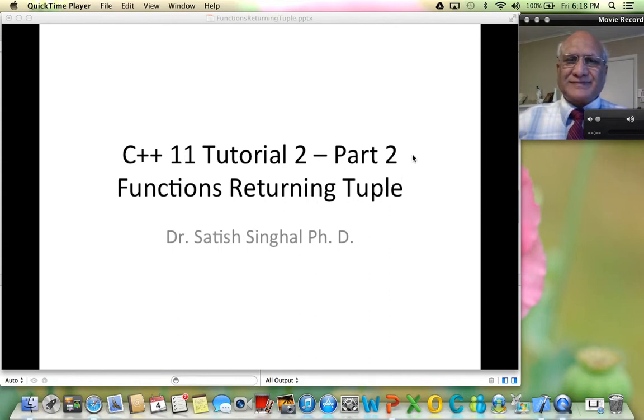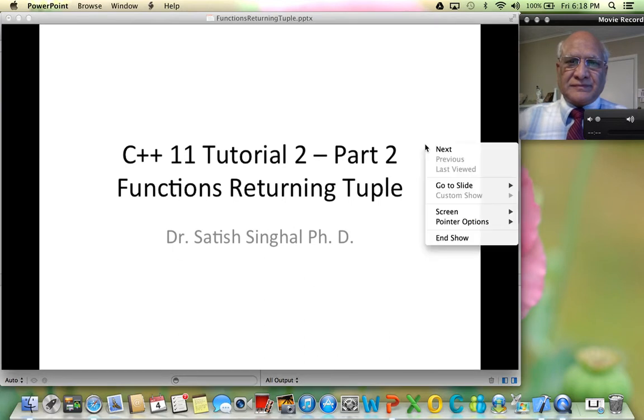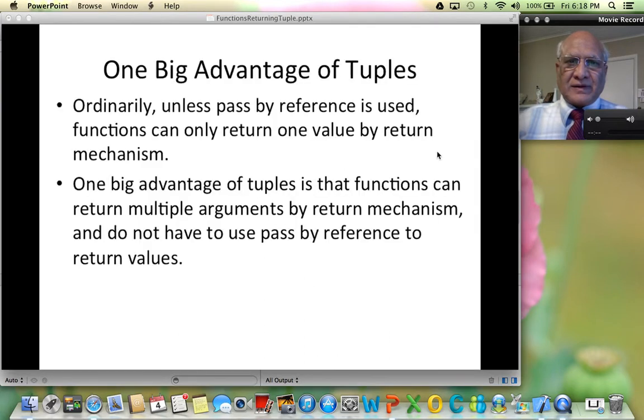Functions returning tuples become a very useful software technique. One big advantage of tuples is that ordinarily, unless pass by reference is used, functions can only return one value by return mechanism in C++.